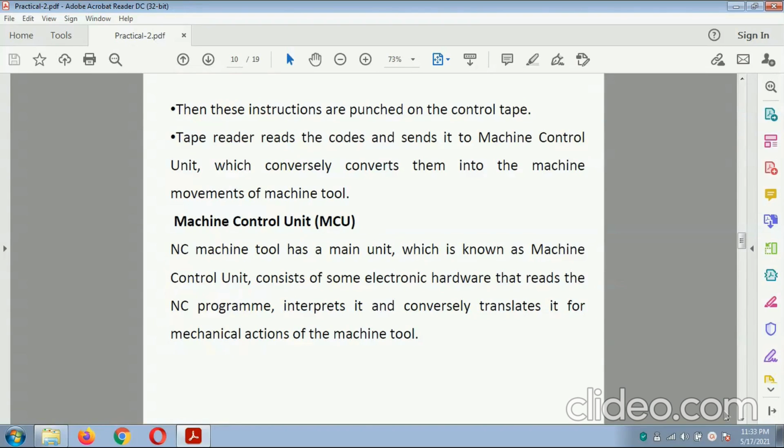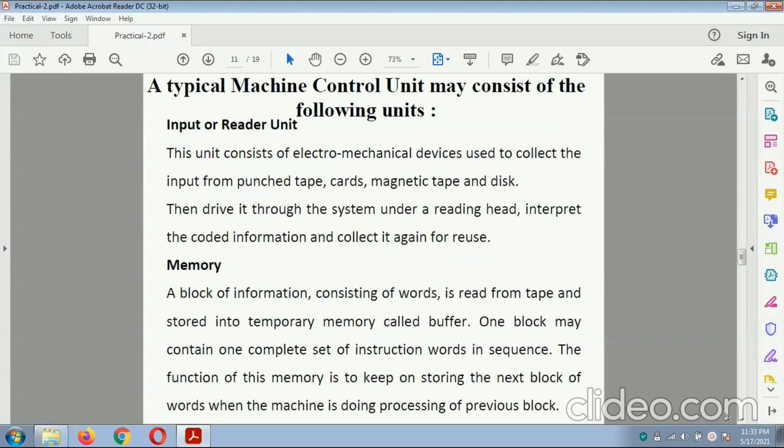Machine control unit. The NC machine tool has a main unit which is known as the machine control unit. It consists of some electronic hardware that reads the NC program, interprets it and translates it into the mechanical action of the machine tool. The typical machine control unit may consist of the following units. The input or reader unit.